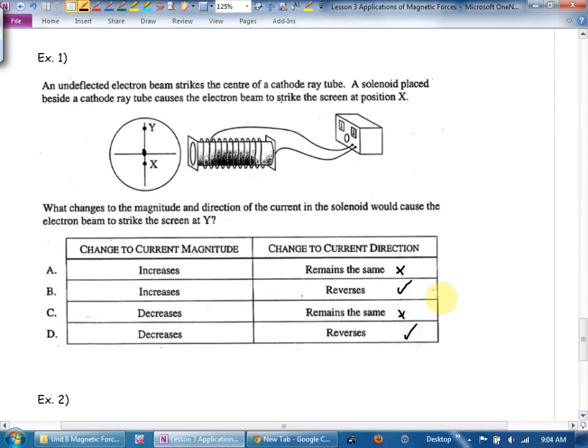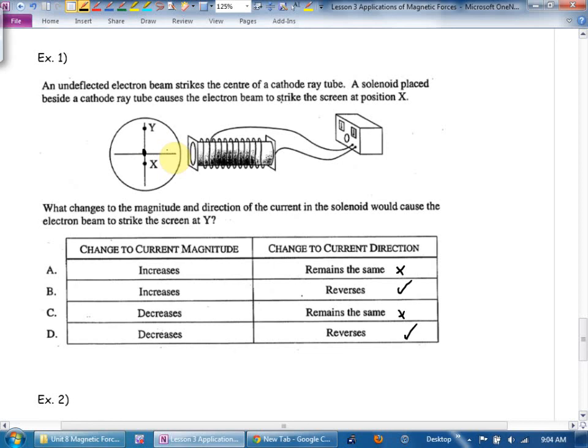Jordan, is that okay? Now, Jordan, is this thing deflected more or deflected less than it was in X? In terms of the distance, when it got deflected to Y, was it deflected further than when it got deflected to X? Yes, definitely, right? Almost twice as far? What could do that? A stronger magnetic field.